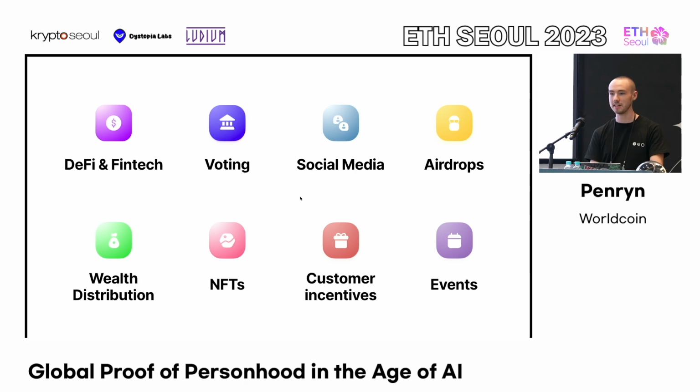Customer incentives, I already talked about. You can give a little bit of free credit for someone who has a lighter proof of personhood, or a lot more free credit to someone who's been orb verified. Events, you want to know that it's real humans signing up and not bots. Tons of different use cases, and if anyone wants to talk about what your use case might be in the hackathon, I'm happy to chat with you at our booth after this talk.